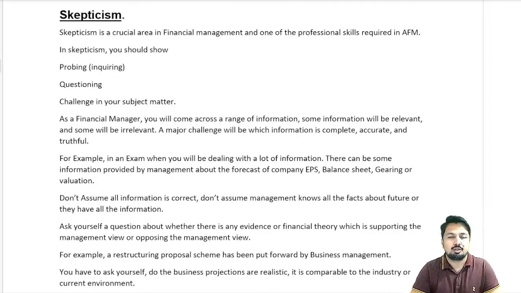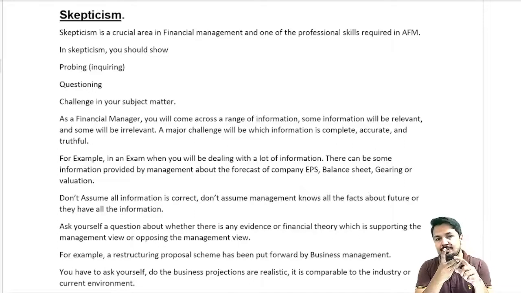Welcome everyone. Today we are going to discuss the third professional skill named skepticism. It's a very crucial skill that is required in AFM, Advanced Financial Management. In skepticism, you should know three things. Number one, probing, inquiring. Number two, questioning. And number three, challenging your subject matter.